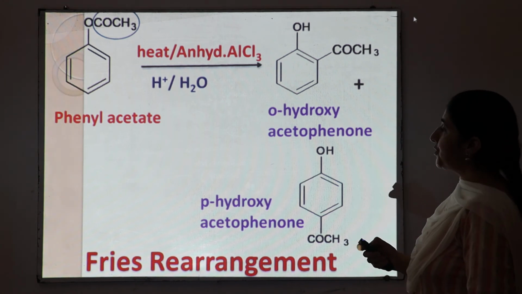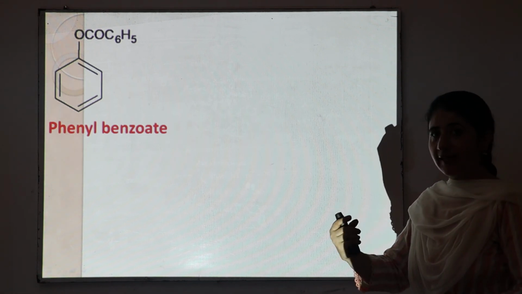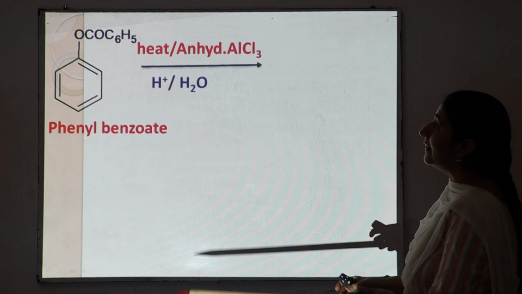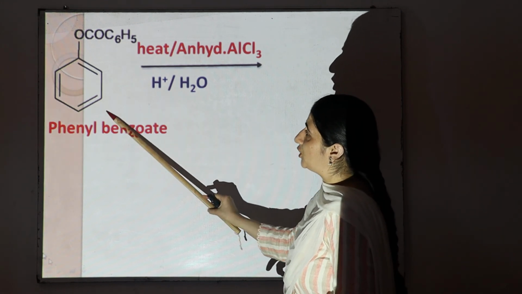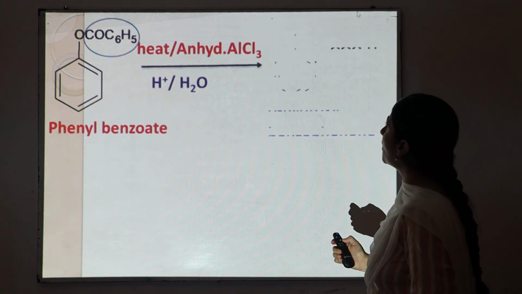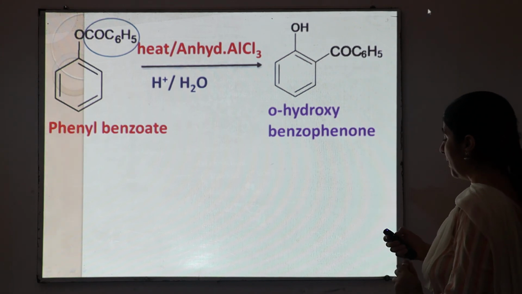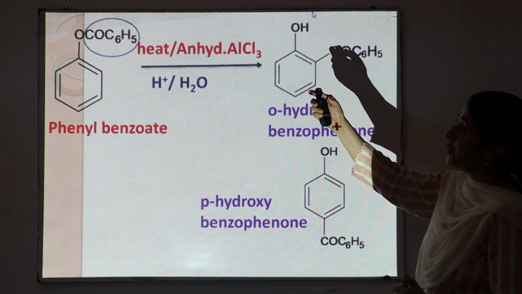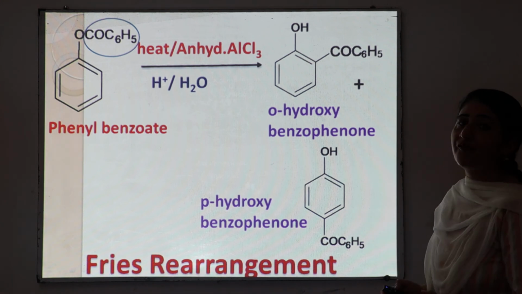A similar reaction is shown by phenyl benzoate, which is obtained during benzoylation. Again, it is further treated with anhydrous aluminum chloride. Then this benzoyl group migrates to the ortho or para position, and we get a mixture of two products: ortho hydroxybenzophenone and para hydroxybenzophenone. This rearrangement of the benzoyl group to the ortho or para position is known as Fries rearrangement.